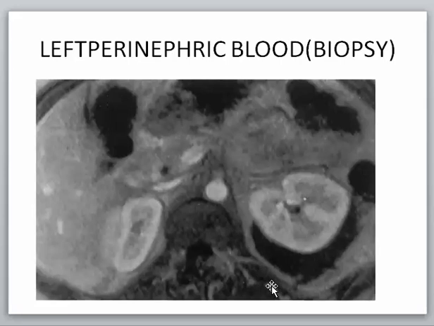This is T1 with contrast, and there is a large perinephric blood collection. It is a post-biopsy blood collection.